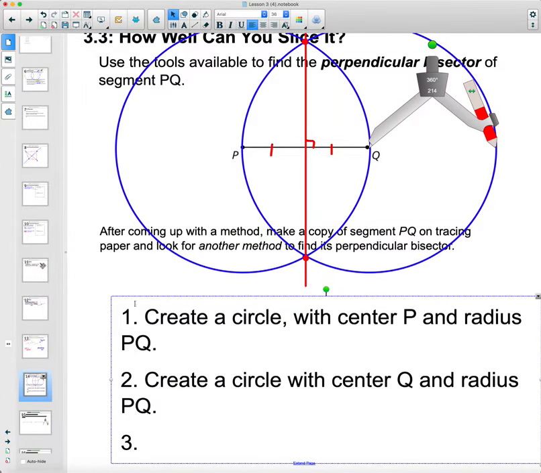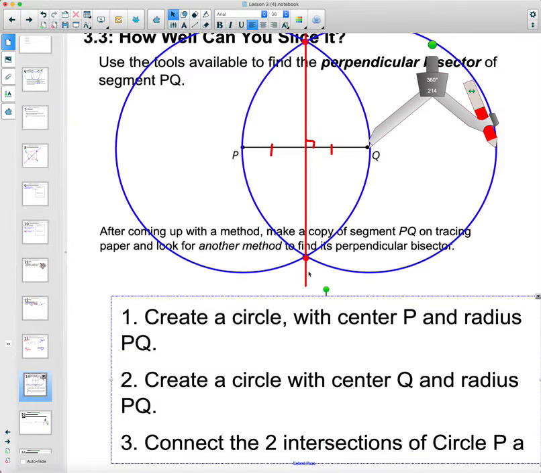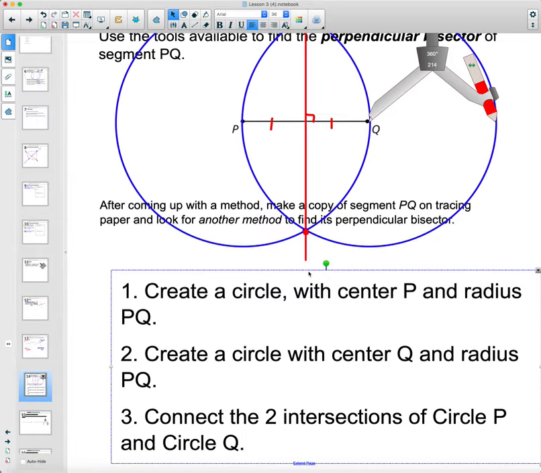And then those intersections, you just connect the intersections of circle P and circle Q. So connect those two intersections. That would be how you end up with a perpendicular bisector.